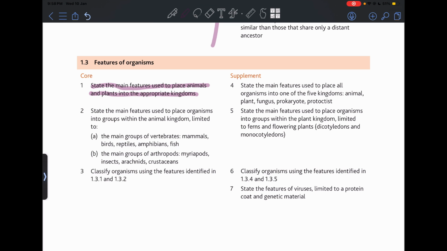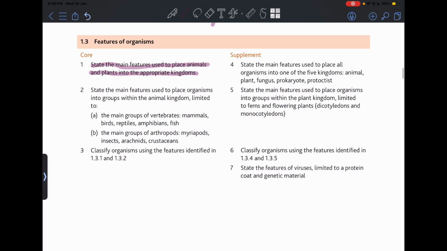And also you have to state the main features used to place organisms into groups within the animal kingdom, limited to the main groups of vertebrates: mammals, birds, reptiles, amphibians, and fish. So you have to know that in the animal kingdom, there are vertebrates. Vertebrates are animals that have a backbone. They are mammals. We are mammals, humans, and also some other animals. Birds, such as a parrot or a chicken. Reptiles, and amphibians and fish.